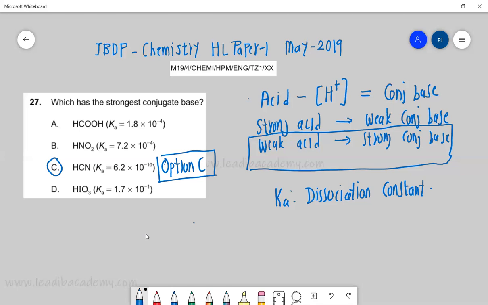So what is the important concept? The stronger the acid, the weaker is going to be the conjugate base. The weaker the acid, the stronger the conjugate base. And what is a conjugate base? You remove the proton and whatever is left over from the acid, that is the conjugate base. Very, very simple concept.